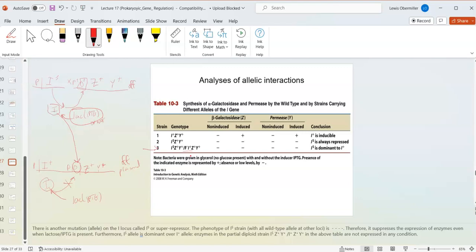It's a trans element, and it can go here and park itself here, and it can go here and park itself here. And it doesn't matter if lactose is present or absent. These are both going to be shut off. So we would get minus for everything.